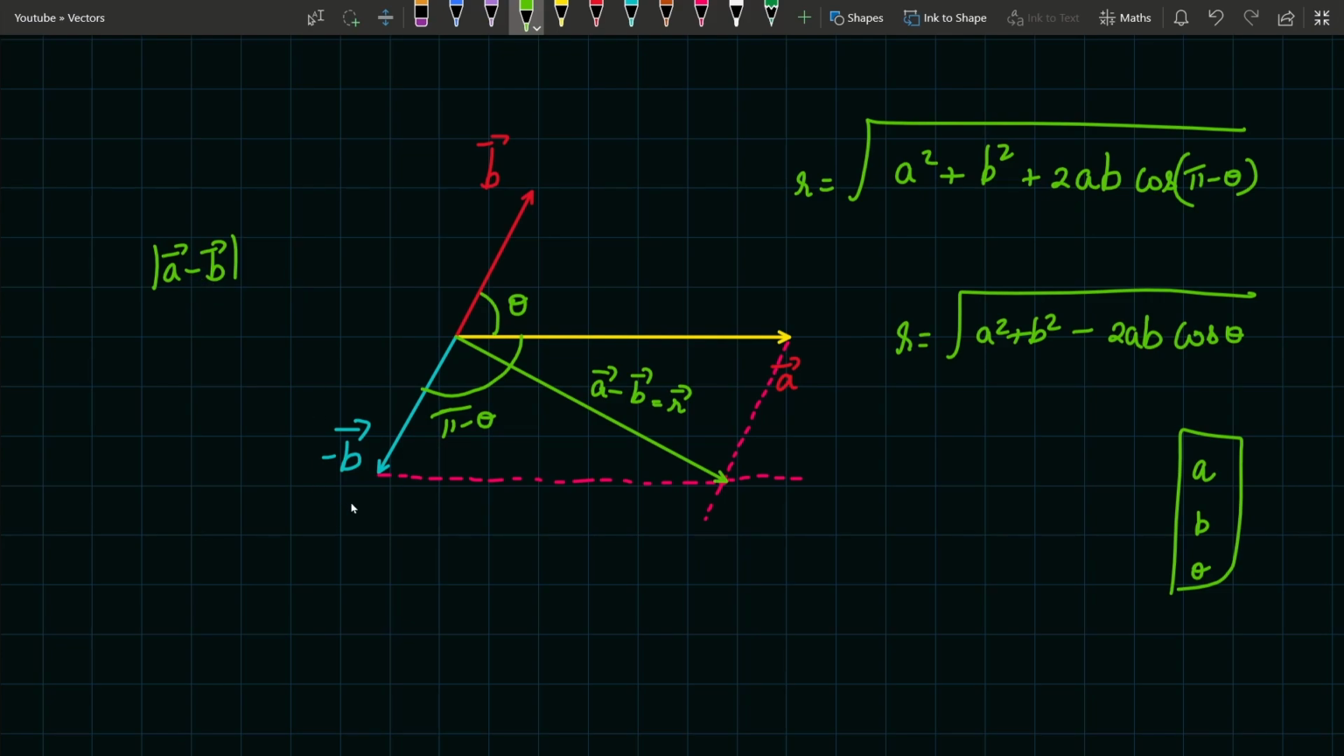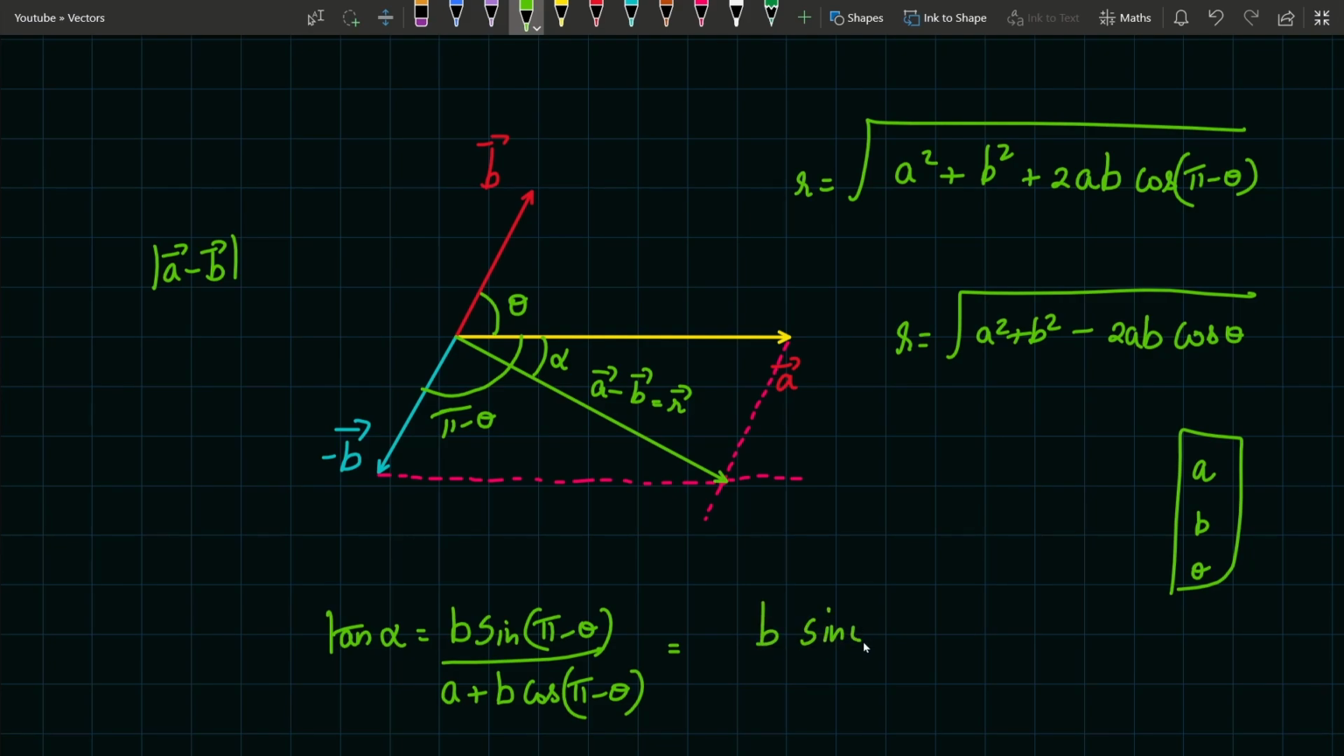Okay. So how to find the direction of the resultant vector? Similar to the previous case, the addition, here I can take this angle to be alpha, and again tan alpha equals b sin pi minus theta divided by a plus b cos pi minus theta. And we know that sin pi minus theta is sin theta. So b sin theta divided by, and cos pi minus theta, just now we saw, is minus cos theta. So a minus b cos theta.